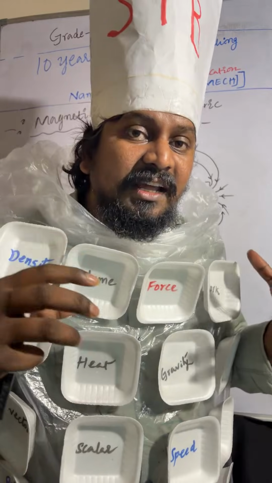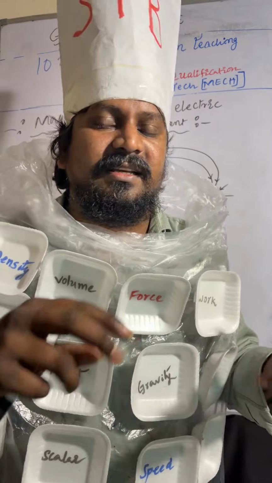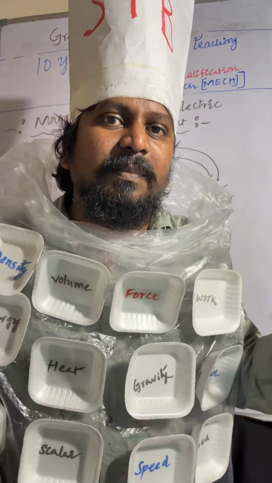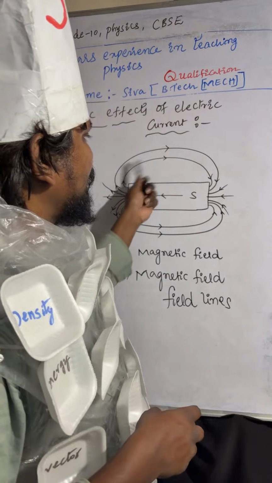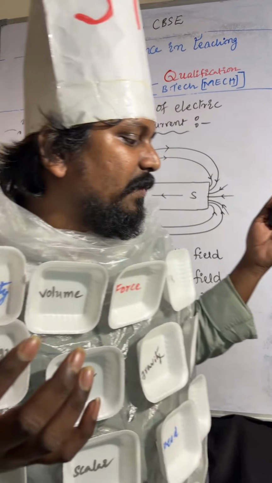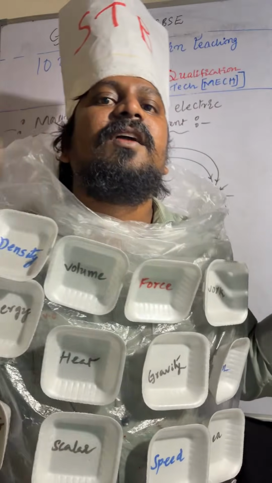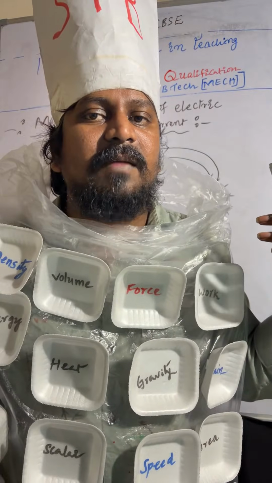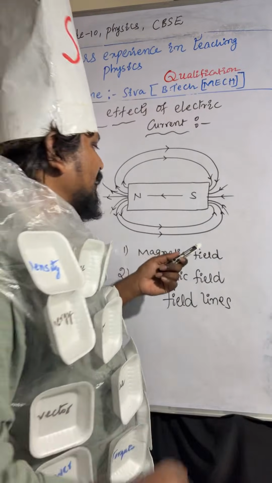And the magnetic field, I said a region. In that region, the magnetic field will be in the form of field lines. These are the field lines. Outside of the bar magnet, the magnetic field will be north to south. Inside of the bar magnet, the field lines are south to north. So that is the first point.